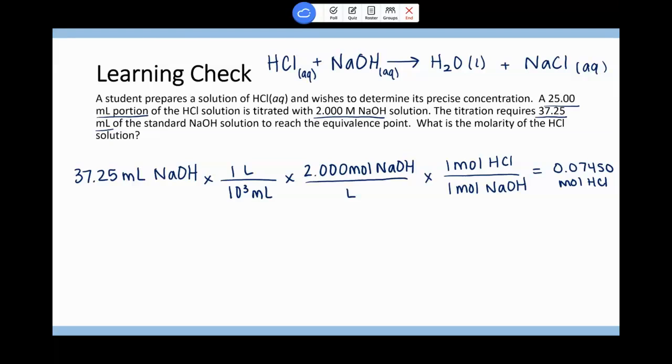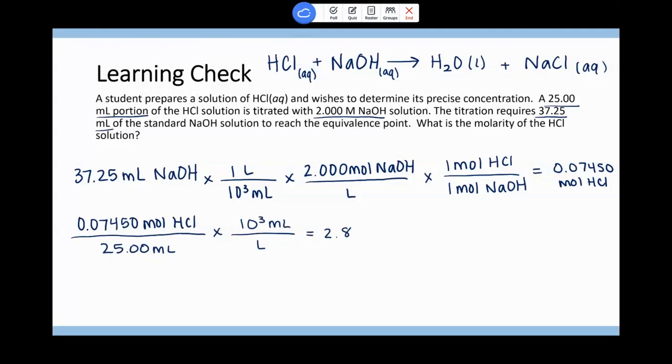Our initial solution with unknown concentration, we had 25 milliliters. So we have to calculate molarity of HCl, 0.07450 moles of HCl, divided by the volume of that solution, 25.00 milliliters, and then just converting milliliters to liters. This gives us a concentration of 2.980 molar HCl. So as long as you know the amount of titrant added, you've got that balanced chemical equation, you can find moles of the unknown acid solution, and then you've got the volume so you can calculate molarity.